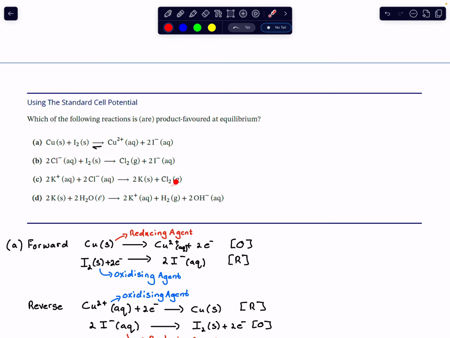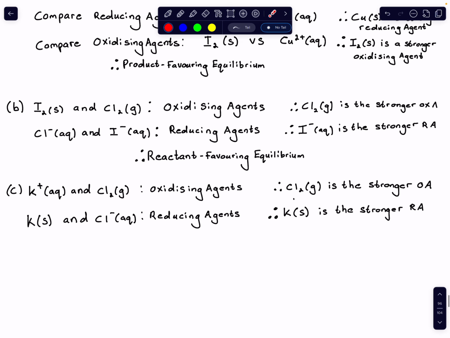All right, so which side is K+ and Cl2? And indeed, it is again on our product side. So that means the reverse reaction is the stronger reaction in this case. And again, we have a situation where we have a reactant favored equilibrium.